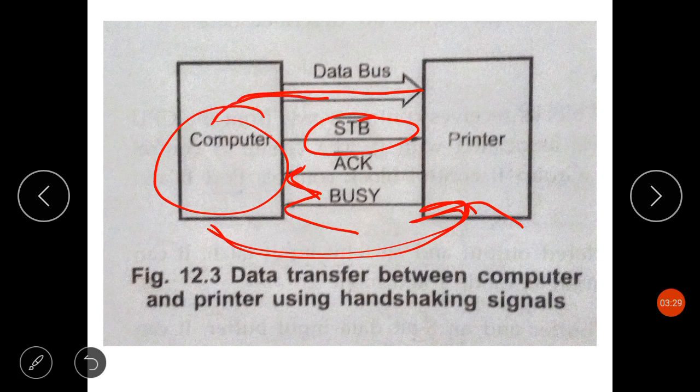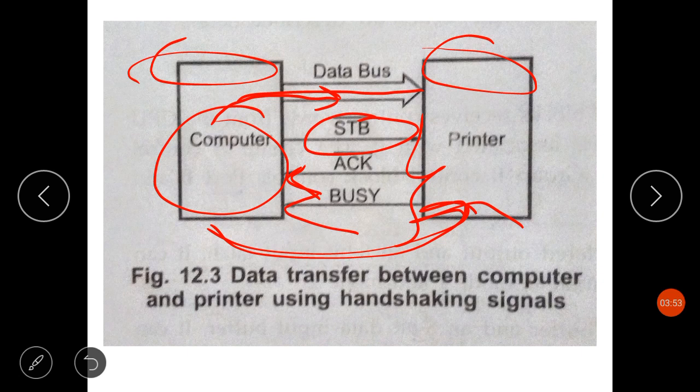Then the computer sends the data on the data bus. Once the computer sends the data on the data bus, it uses another handshaking signal, ST bar, to tell the printer that valid data is available on the data bus. So these are the handshaking signals, which are used between two devices having different rates of working.